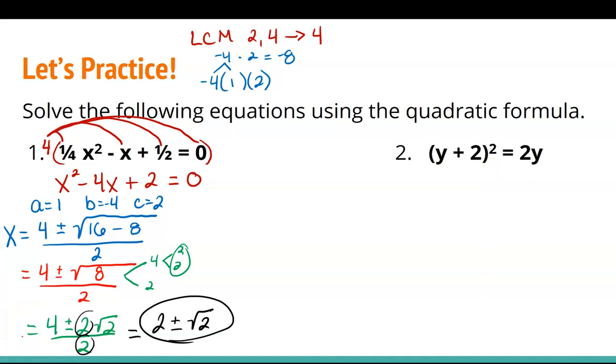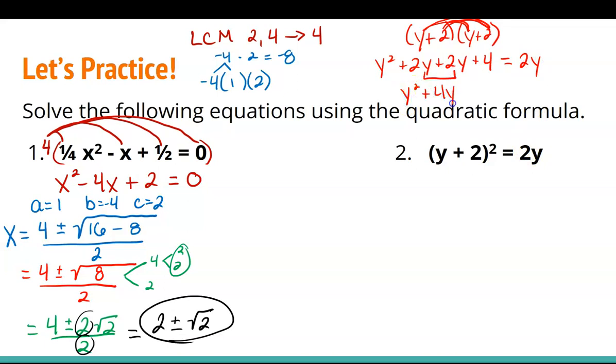So we want to start actually by foiling out that y plus 2 times y plus 2. So we'll have y times y is y squared, y times 2 is 2y. 2 times y is 2y, and 2 times 2 is 4. And this is still all equal to the 2y that we have below. We can combine like terms. We'll have y squared plus 4y plus 4 equals 2y.